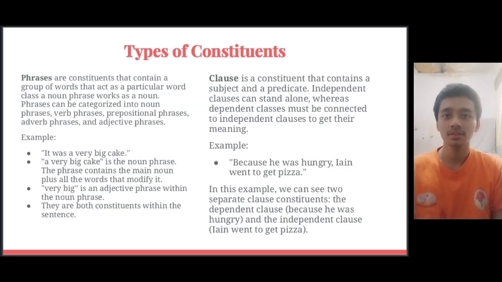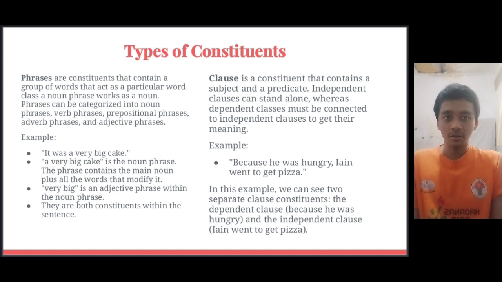Phrases are constituents that contain a group of words that act as a particular word class, as a noun phrase works as a noun. Phrases can be categorized into noun phrases, verb phrases, prepositional phrases, adverb phrases and adjective phrases. Example: it was a very big cake. A very big cake is a noun phrase. The phrase contains the main noun plus all the words that modify it. Very big is an adjective phrase within the noun phrase. They are both constituents within the sentence.